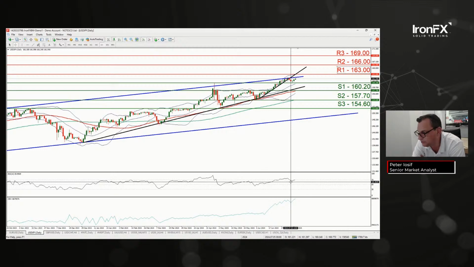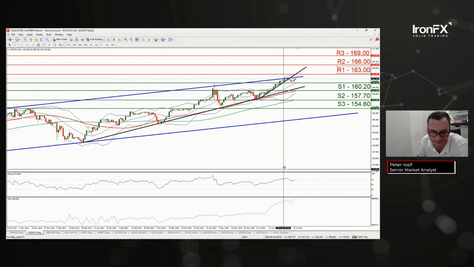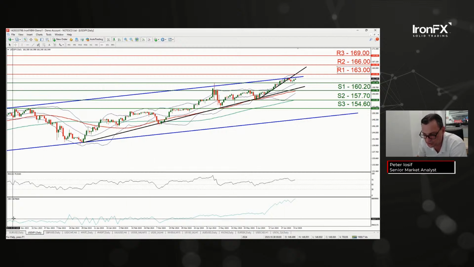For the time being, though, the price action seems to maintain a sideways motion. Bullish tendencies, though, could exist, and I wouldn't be surprised to see them being expressed in the price action over the coming week. Let's have a look at GBP USD.